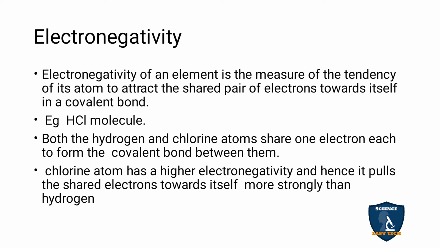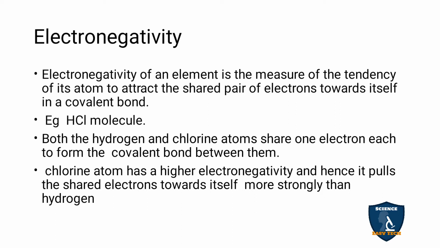Electronegativity of an element is the measure of the tendency of its atom to attract the shared pair of electrons towards itself in a covalent bonding. So the two atoms are sharing the electrons through strong covalent bonding. That is measured: how the atoms attract each other and how they are sharing with the help of covalent bonding, that is called electronegativity.